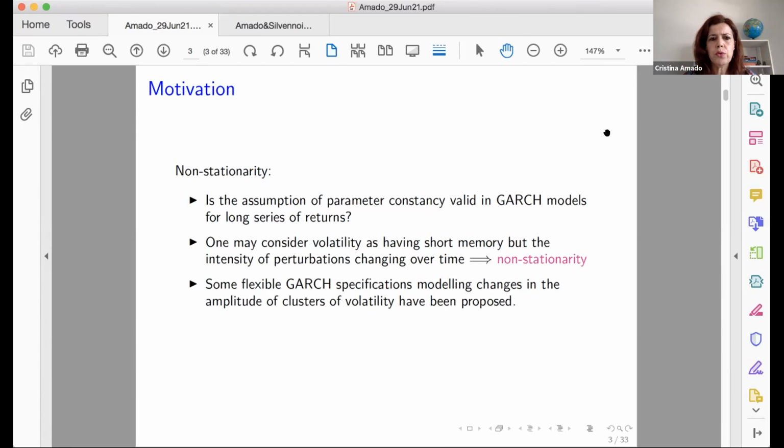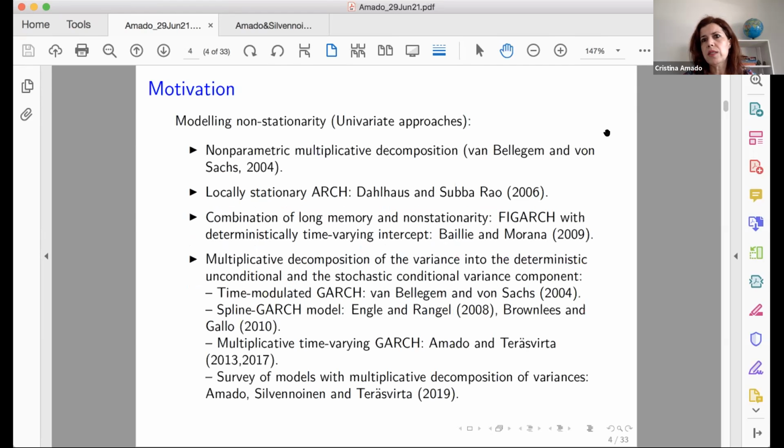There are quite a few very flexible GARCH specifications proposed in the literature, where they model changes in the amplitude of clusters of volatility, allowing for changes in the volatility in the long run. There are quite a few approaches in the univariate case, and I have some references here in this slide.